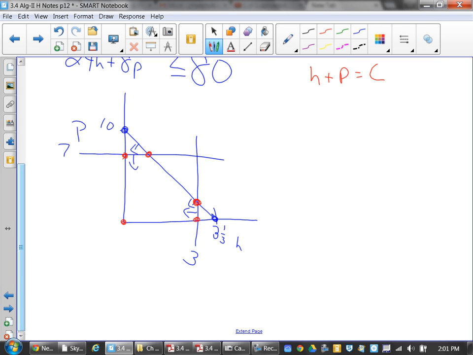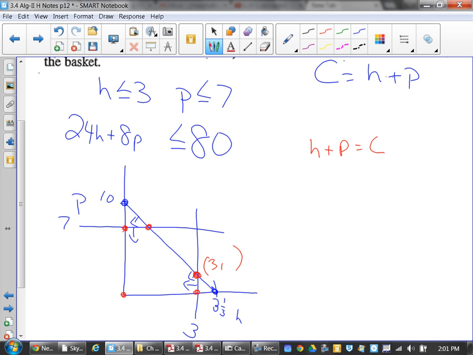Knowing that I'm vertical, that means the x coordinate here is 3. Well, if this is 3 on my H, what's 24 times 3? 72. What's 80 minus 72? 8. And Zab, what's 8 divided by 8? 1. And the other ordered pair, I know that my y value is 7, which stands for P. What's 8 times 7? What's 80 minus 56? 24 divided by 24 is?